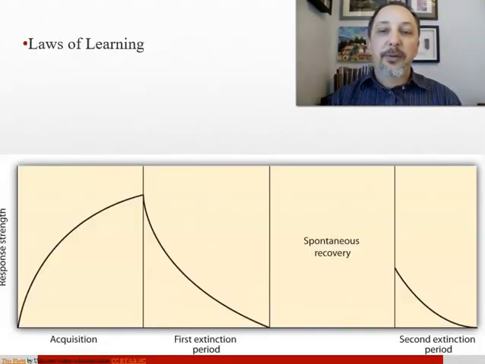Here are some examples of the laws of learning. And here we're talking about classical conditioning. Classical conditioning works over this process of acquisition, where you learn the connection, followed by extinction. Extinction happens if you were to give the conditioned stimulus over and over without the unconditioned stimulus, so they're getting just the conditioned stimulus.